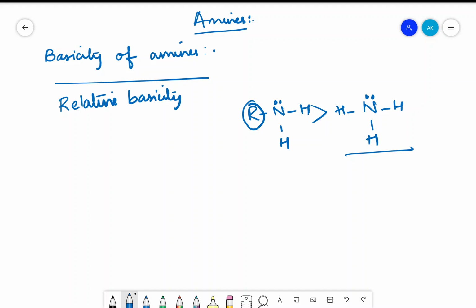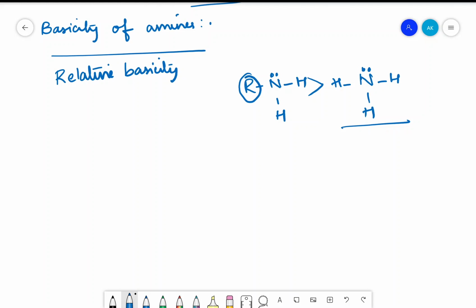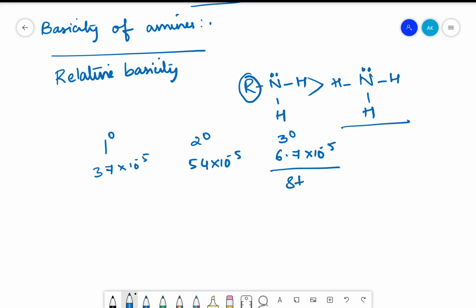In relative basicity of amine, we have also already discussed that the primary amine has a value of 37 into 10 to the power of minus 5. Secondary amine has 54 into 10 to the power of minus 5. And tertiary amine has a value of 6.7 into 10 to the power of minus 5. And we have seen that this value in tertiary is less because of steric hindrance.